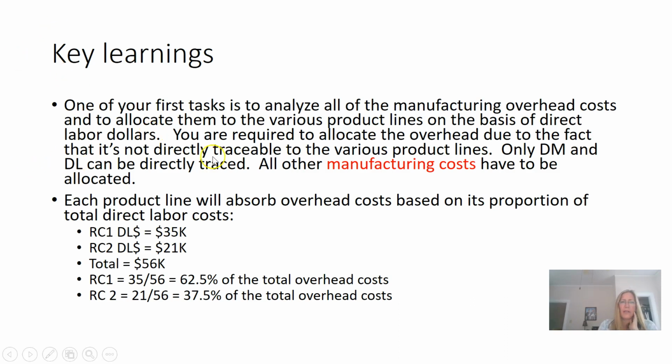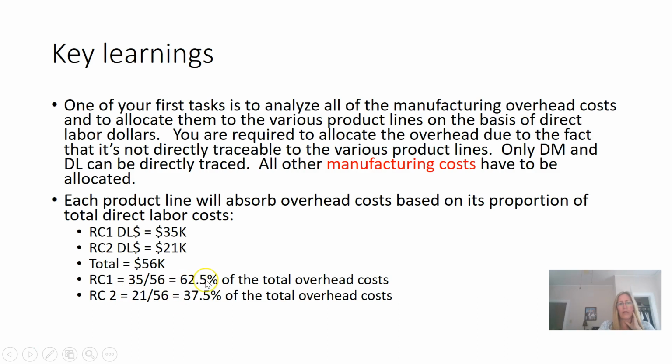All right, so you're going to take those manufacturing costs, those overhead costs, and you're going to allocate them to the product lines based on direct labor. So that's what the instructions said. Your direct labor for RC1 was $35K, your direct labor for RC2 is $21K. Add them up and then use the proportion of each. So RC1 is 35 over 56, RC2 is 21 over 56.